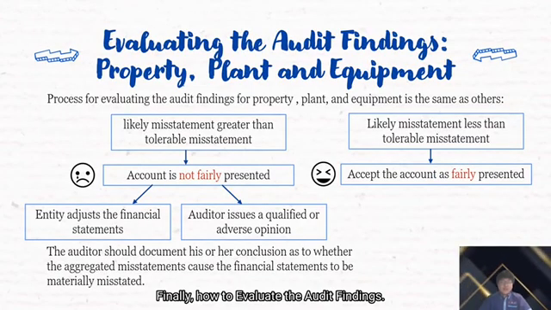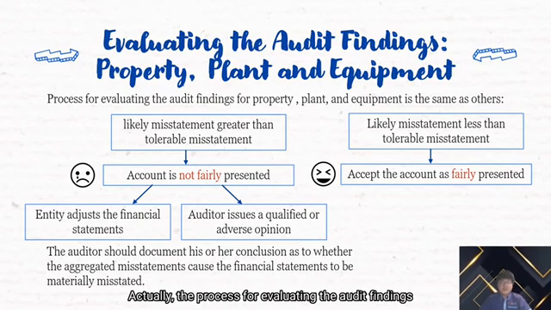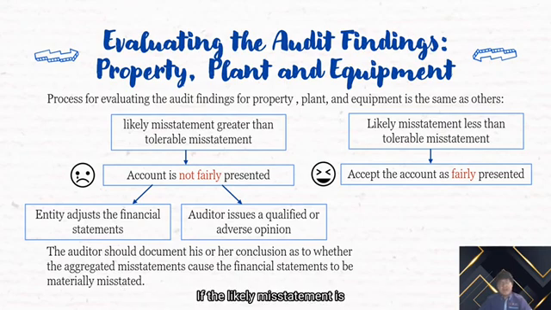Finally, how to evaluate the audit findings. The process for evaluating the audit findings for property, plant, and equipment is the same as for others. If the likely misstatement is greater than tolerable misstatement, then the auditor can say the account is not fairly presented. Then either the entity adjusts the financial statements or the auditor issues a qualified or adverse opinion.